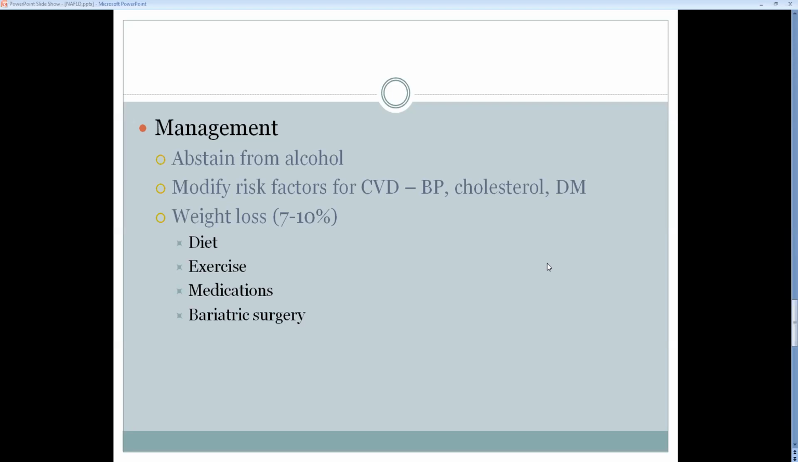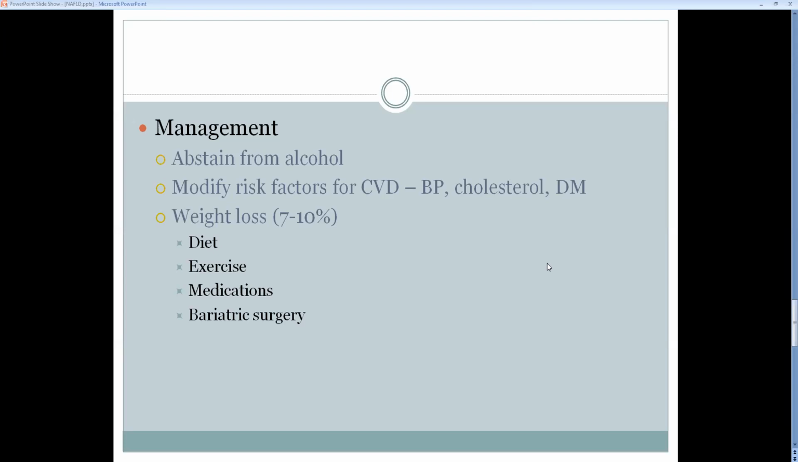There are some drugs that are used. Vitamin E is one. Vitamin E, being an antioxidant, has been utilized and shown some efficacy in those patients who have fatty liver without diabetes. If they're diabetic, then vitamin E is not recommended. In those who have fatty liver and diabetes, 2 drugs have been used. One is metformin, and the other one is pioglitazone.